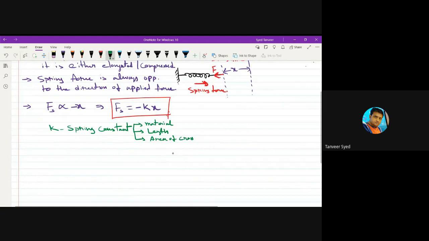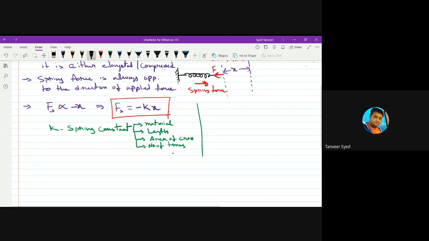So K is the spring constant and it depends on these three factors: the material with which the spring is made, the length of the spring, that is, the natural length, and the area of cross section of the spring. And it also depends on the number of turns in the spring. Okay, how can we define this spring constant?